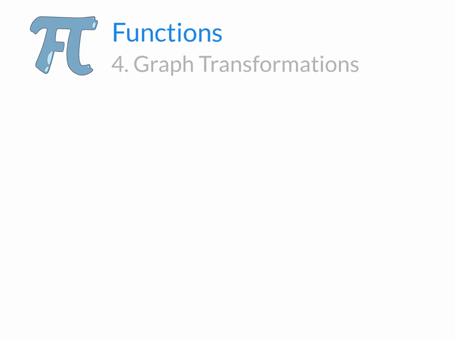Recall from Functions 1 that we use graphs as visual representations of functions. For this lesson, I will start by describing graph transformations generally, and then we'll use an example to make it clearer. First, I'm going to draw the graph of some function f of x by making the statement y is equal to f of x. We don't need to know the function itself, we just know that its graph looks like this.